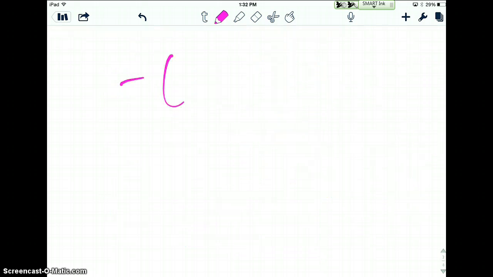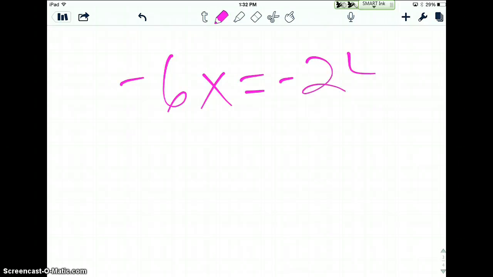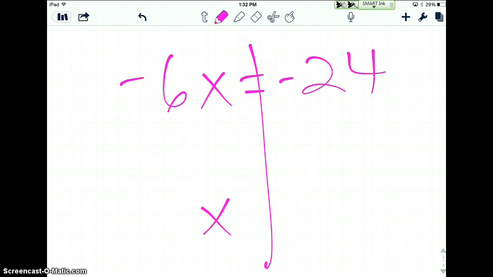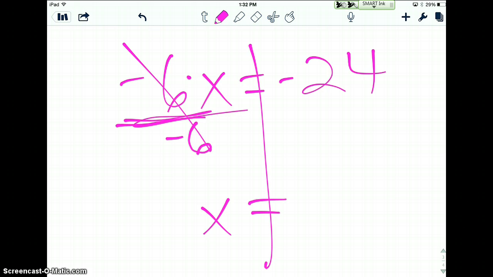So I'm at negative 6x equals negative 24. And I need to get that negative 6 to vanish. It's being multiplied. So the inverse operation, opposite operation, would be division. I'm going to divide by negative 6. Why negative 6? Because negative 6 divided by negative 6 would be 1. And that's what we want. We want to know what 1x is worth. I do the same thing over here.